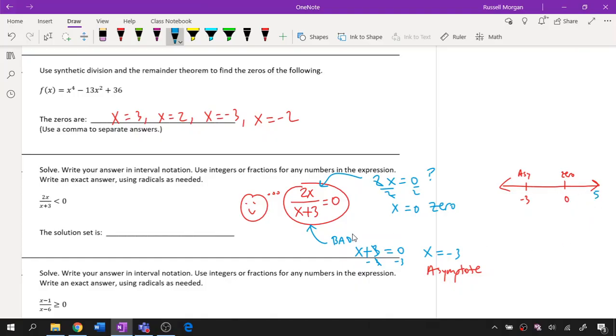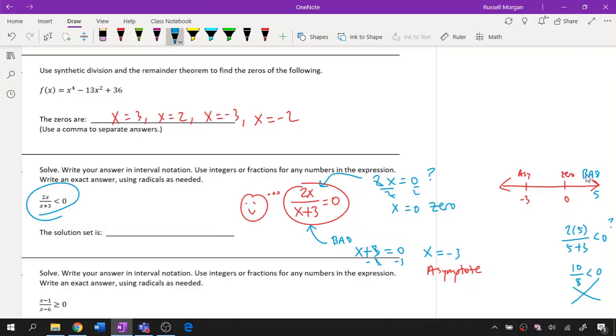If I plug it into this original problem, I'm going to go 2 times 5 over 5 plus 3. Is that less than 0? Let's test that out. That would be 10 on top, and the bottom would be 8. Is 10/8 less than 0? No. So that is not true. So this side is the bad side.